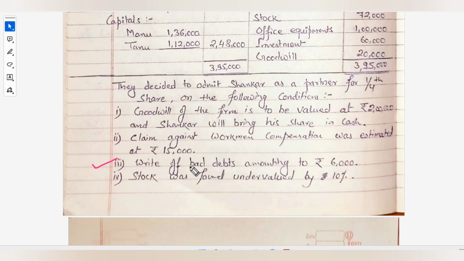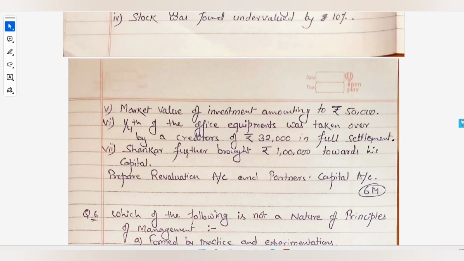Third one is to write off bad debts amounting to rupees 6,000. Fourth one is stock was found undervalued by 10%. And three more adjustments are there. Fifth one is market value of investment amounting to rupees 50,000. Next one is 1/4 of the office equipment worth 32,000 was taken over by creditors in settlement. And the last one is Shankar further brought rupees 1 lakh toward his capital. So in this way, total 7 adjustments are there.